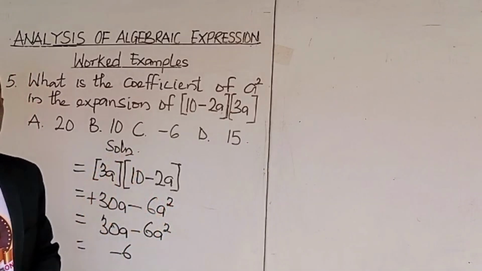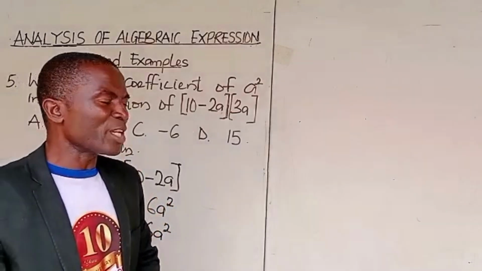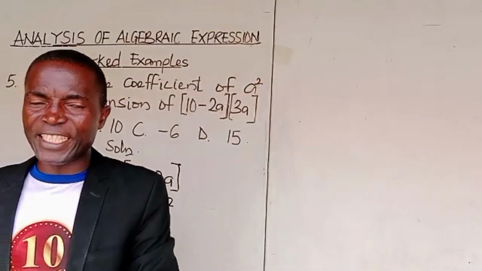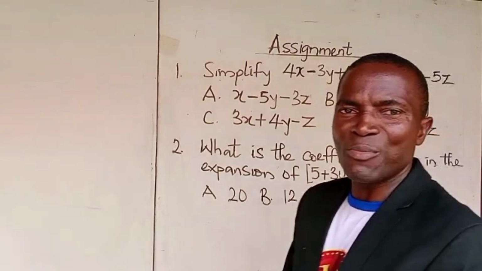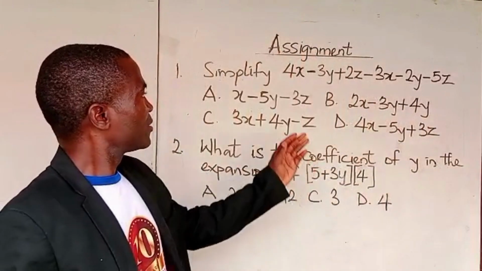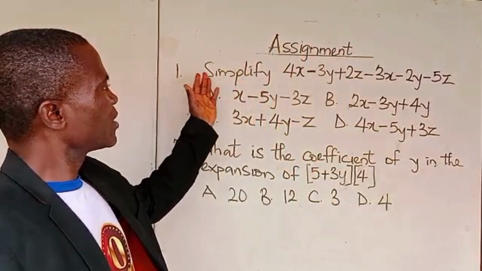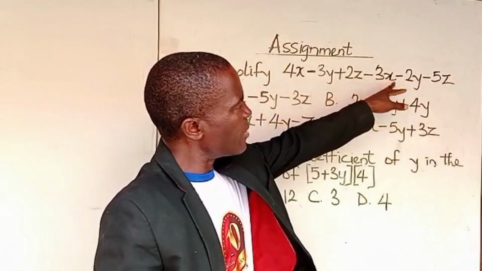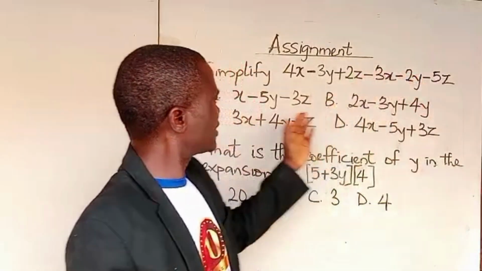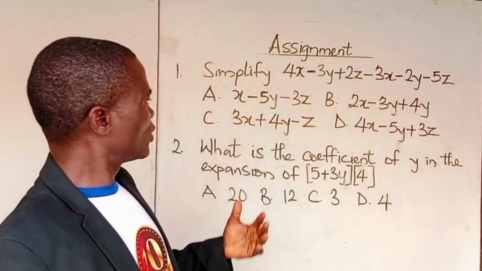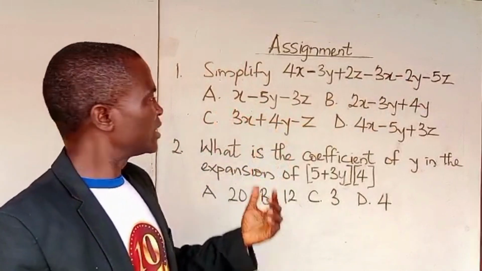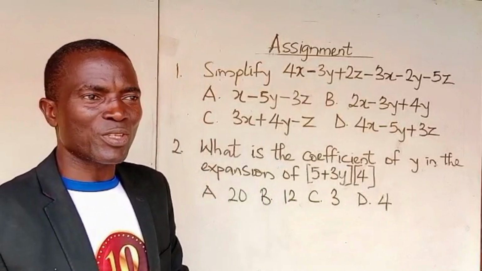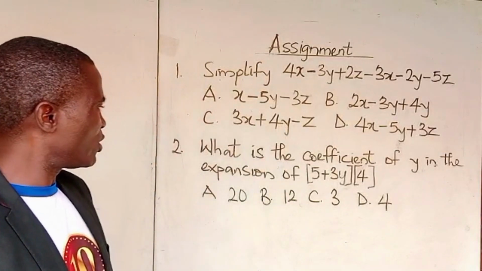Now I'm going to give you just 2 assignments, and I'm expecting that the correct option to each assignment should be submitted in the comment section. The assignment for the day. Assignment 1 says simplify 4x minus 3y plus 2z minus 3x minus 2y minus 5z. Here are the options. You choose the most appropriate option, then you submit it into the comment section. By the time I visit the comment section, I will mark and give you back the result.